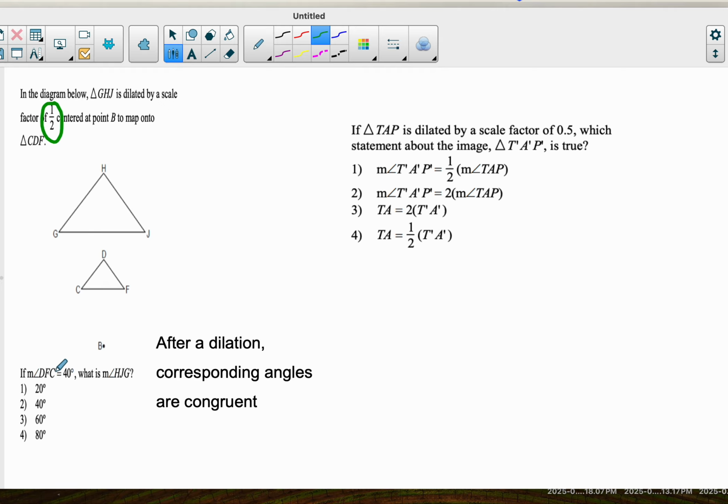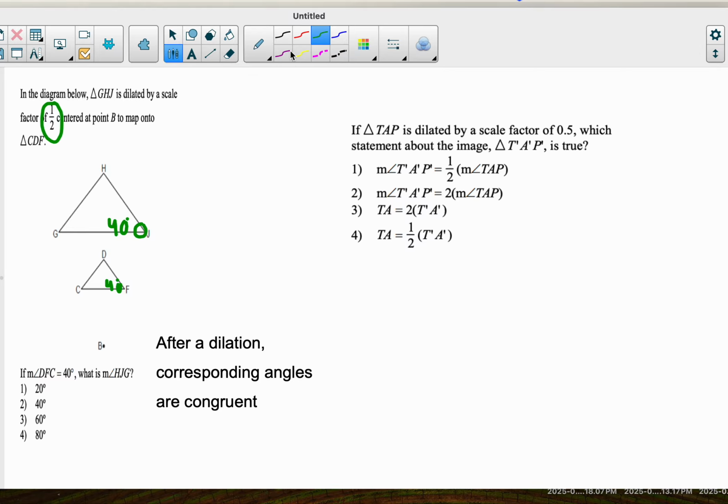It's saying if the measure of angle DFC is 40 degrees, what is the measurement of angle HJG. So what's the measurement of this angle over here? Pause the video, think about it, pick an answer choice, and then unpause. The correct answer is answer choice number 2. This angle over here is also 40 degrees.